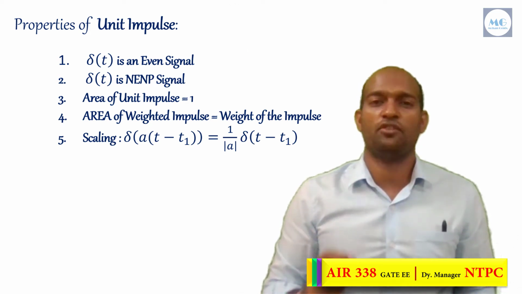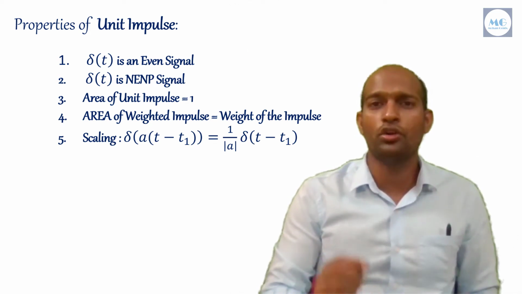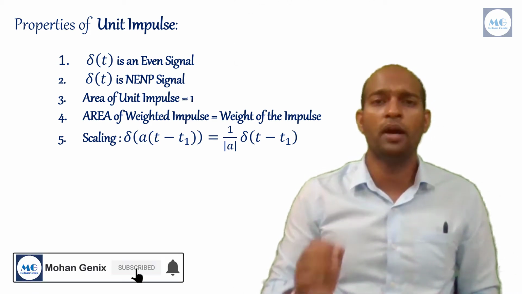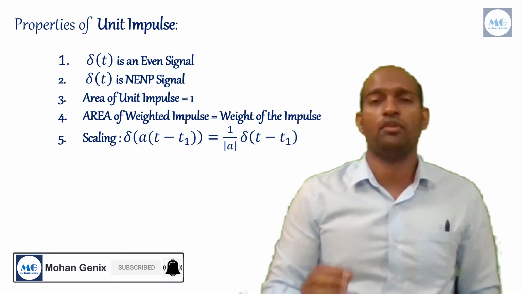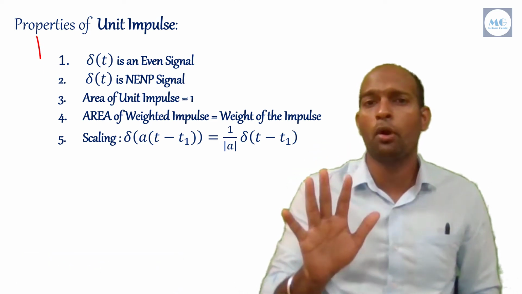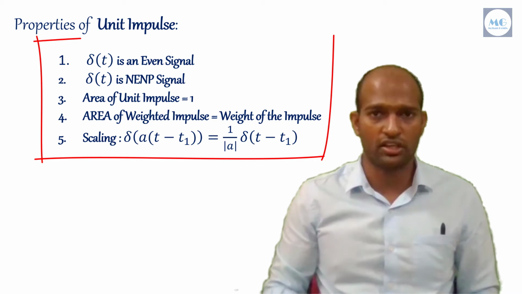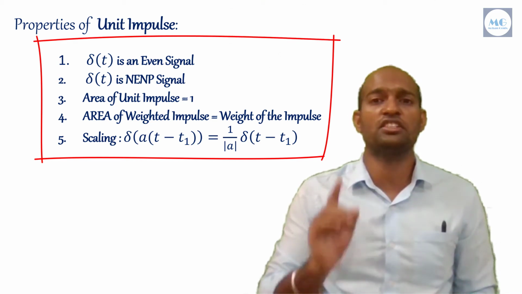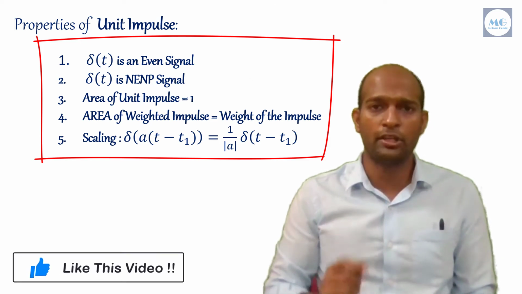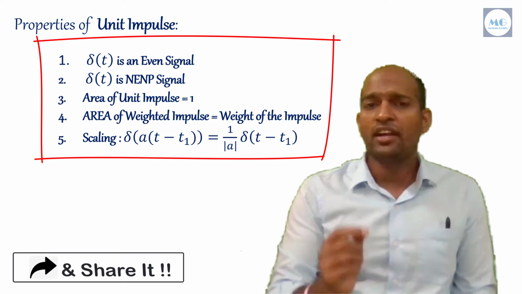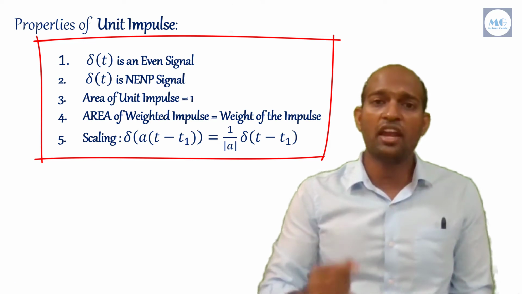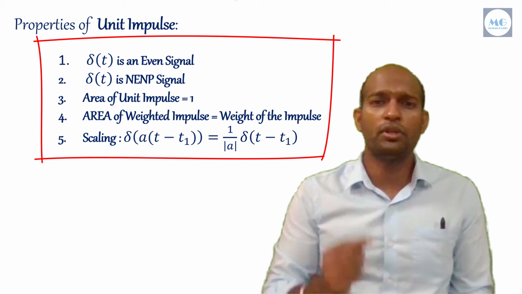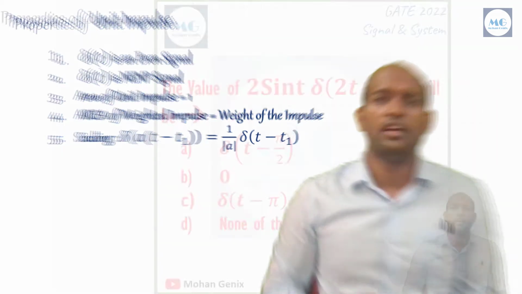In our previous lecture, we have already discussed what is unit impulse signal or unit impulse function. In that lecture, we have also discussed 5 properties of unit impulse function with their examples. In this lecture, we will discuss the 6th property of unit impulse function and what are the questions which can come into GATE and some important exams. So without any delay, let's start.